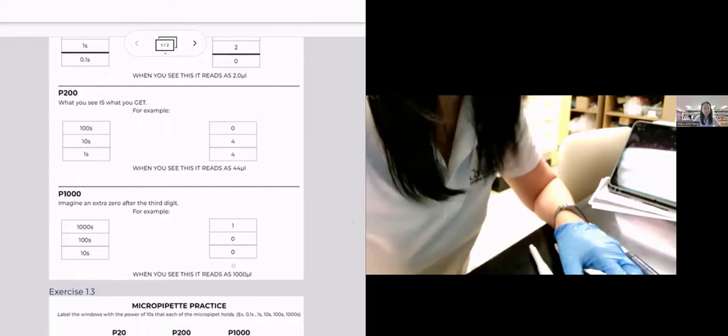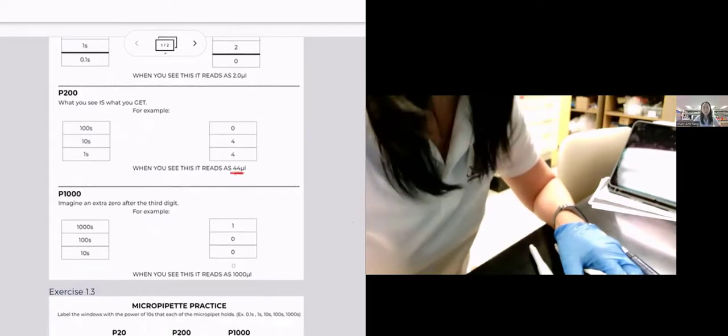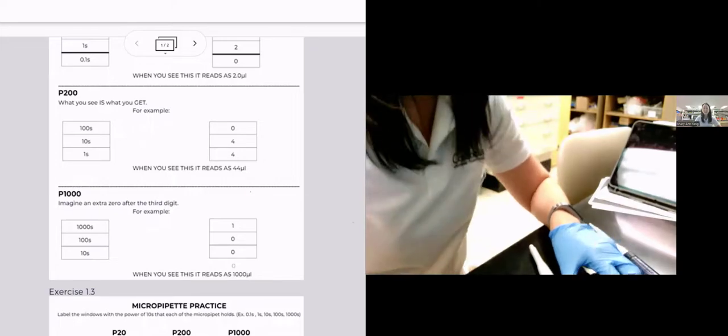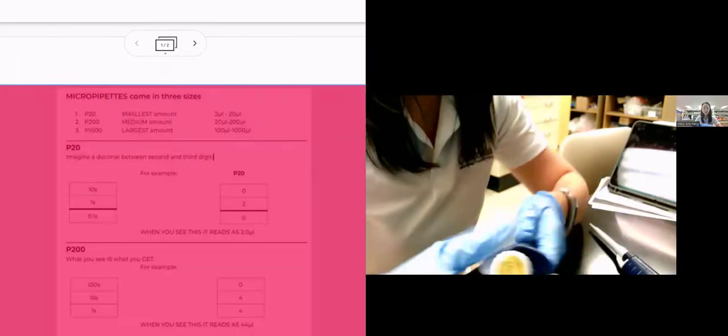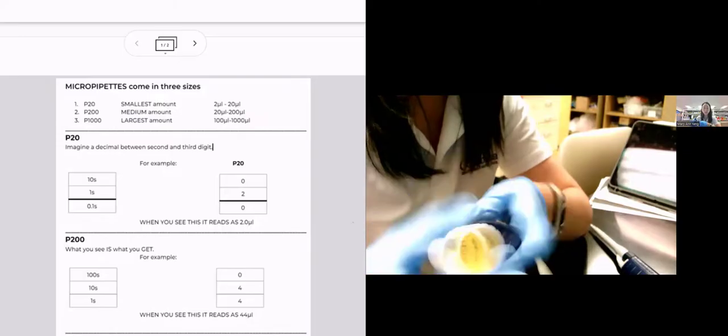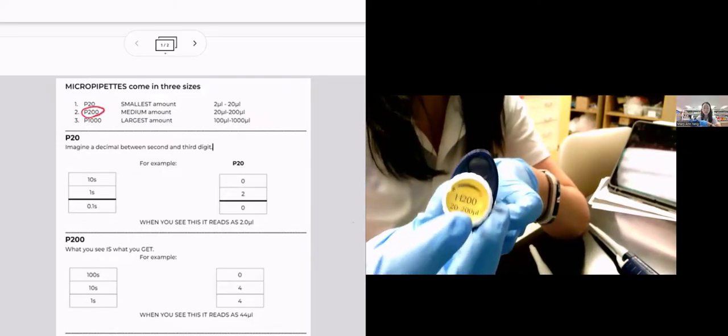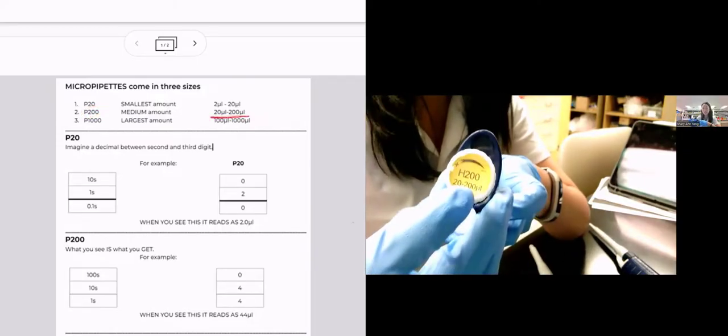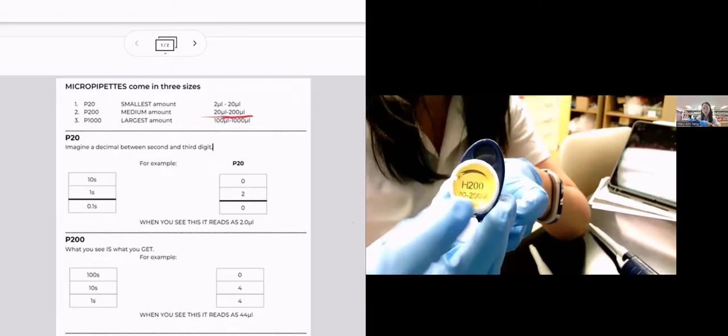Next, let's say you want to measure 44 microliter. Which pipette should you use? So check out the range. You're not going to reach for P20 because the most it can measure is 20. Remember that. So this time you're going to reach for P200 because 44 microliter is actually going to fall between 20 to 200.